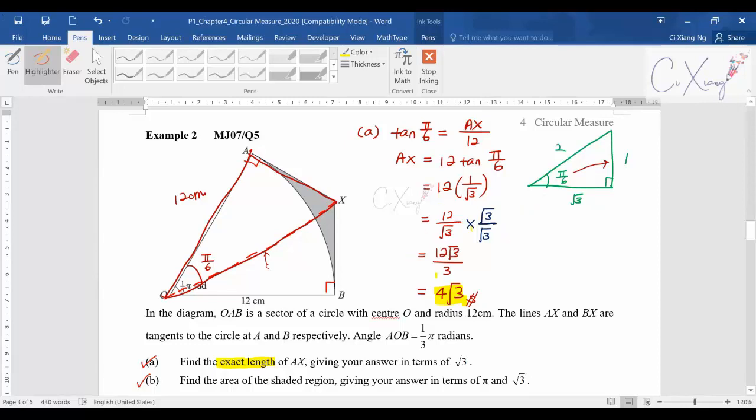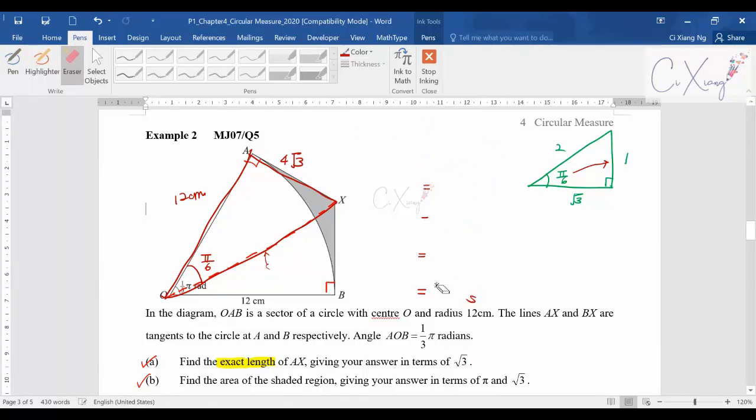So this is why we have 4 square root 3 as the length of AX. I hope that you can see clearly. Now I know that this is 4 square root 3 already. Then the second part: what they want you to calculate. For the second part, they want you to calculate the area of the shaded region, and give your answer in terms of pi and surd form. That means you also need to have the exact value.